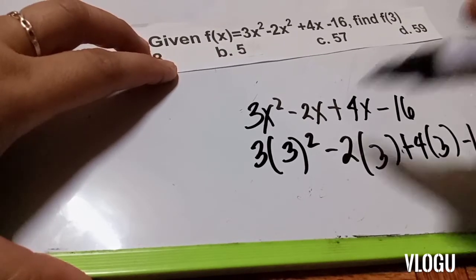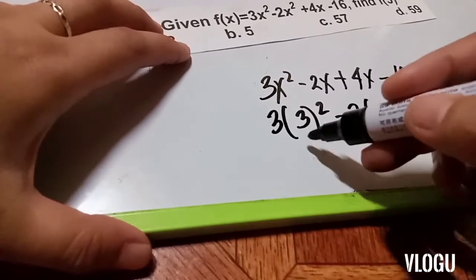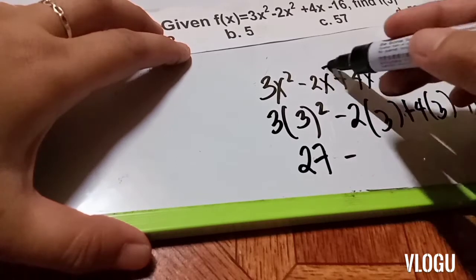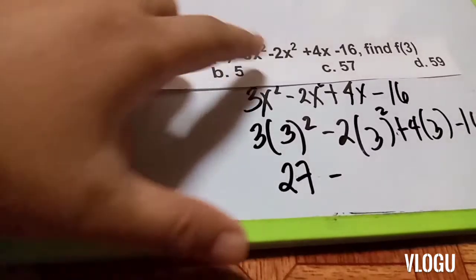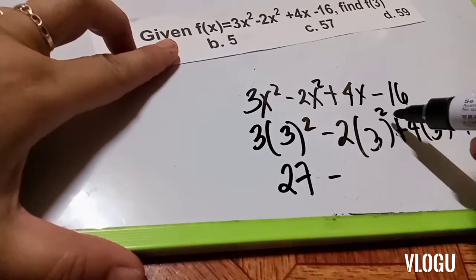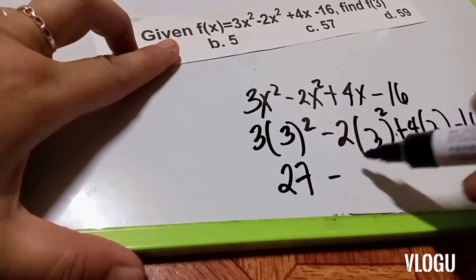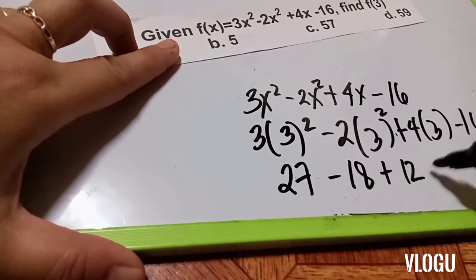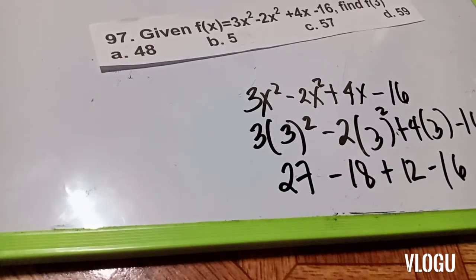So again, 3 squared is equal to 9. 9 times 3 is equal to 27. Sorry, this is already a 2, so we have a 2 here. Take note, this is a 2. So 9 times 2 is 18, plus 12, minus 16. So 27 minus 18 plus 12 minus 16.